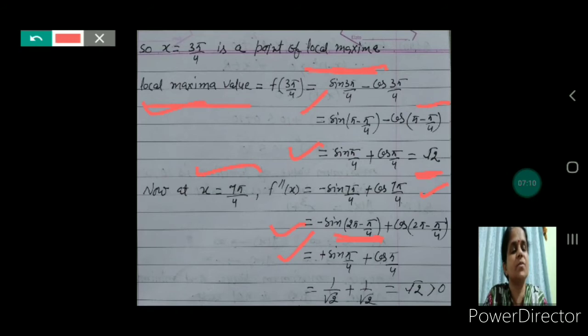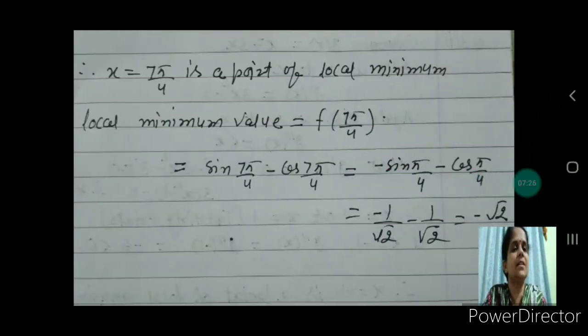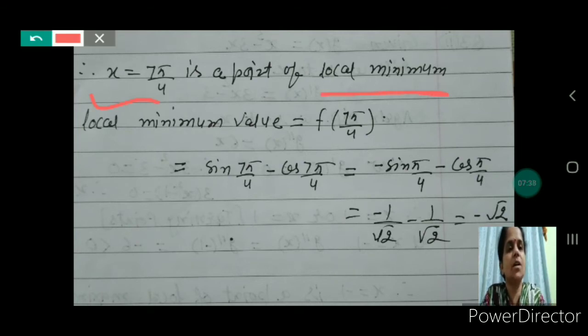And now substitute the values. Sine pi by 4 is 1 by root 2, cos pi by 4 is also 1 by root 2, so you will get root 2, which is greater than 0, it means a positive value. Okay, so at this point we will get the local minimum. Okay, and now the local minimum value at the point 7 pi by 4.